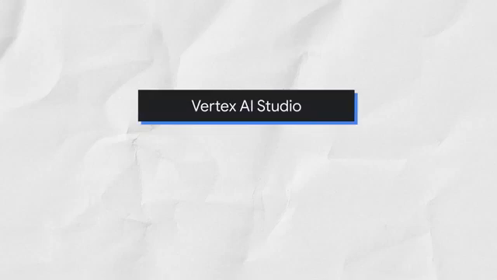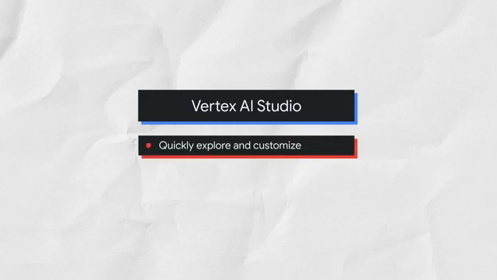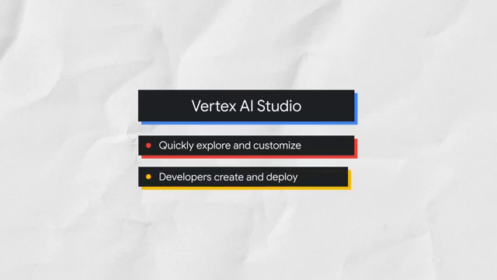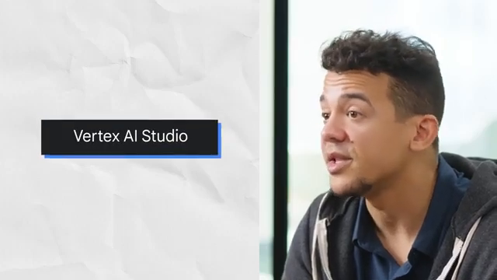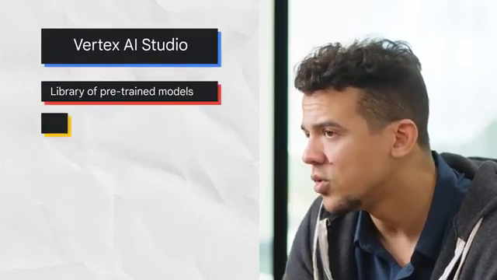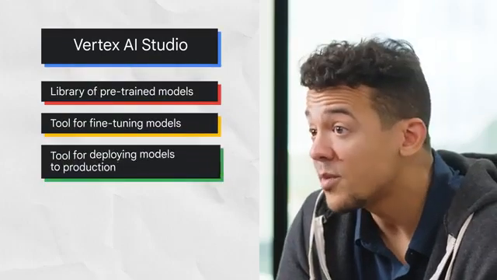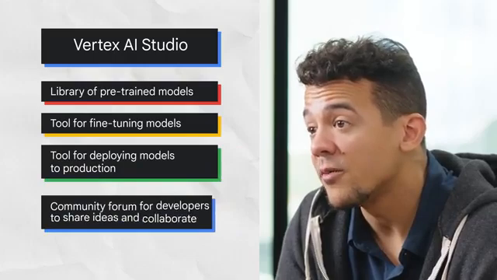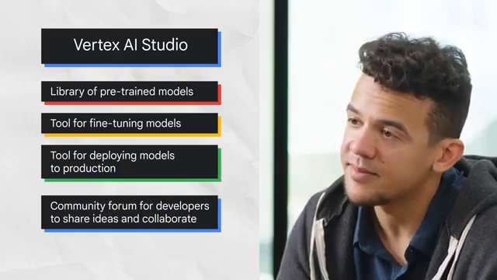out of generative AI. The first is Vertex AI Studio. Vertex AI Studio lets you quickly explore and customize generative AI models that you can leverage in your applications on Google Cloud. Vertex AI Studio helps developers create and deploy generative AI models by providing a variety of tools and resources that make it easy to get started. For example, there is a library of pre-trained models, tool for fine-tuning models, tool for deploying models to production, and community forum for developers to share ideas and collaborate.